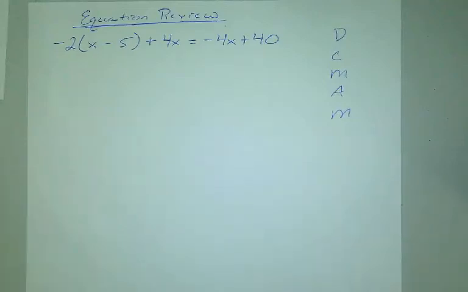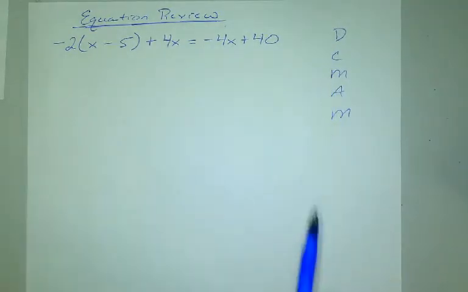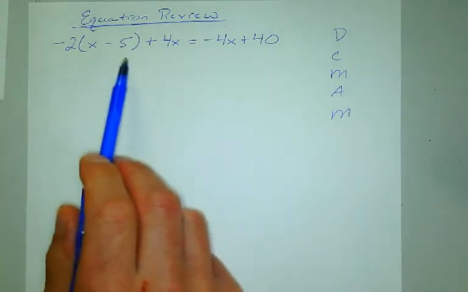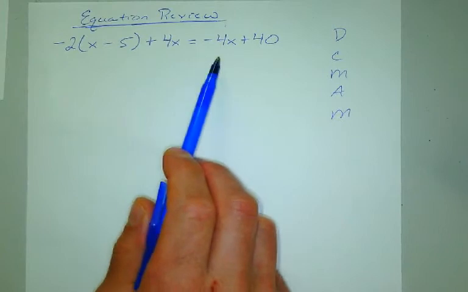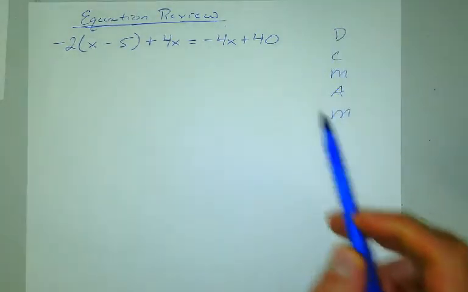Math people, let's do some equation review. So in this first example, we're going to practice our "don't call me after midnight" strategy. So we've got -2(x - 5) + 4x = -4x + 40. So this example is going to involve all of our steps.